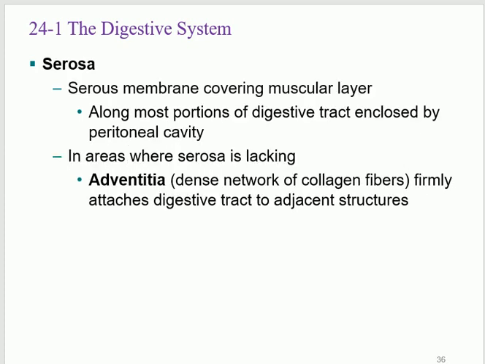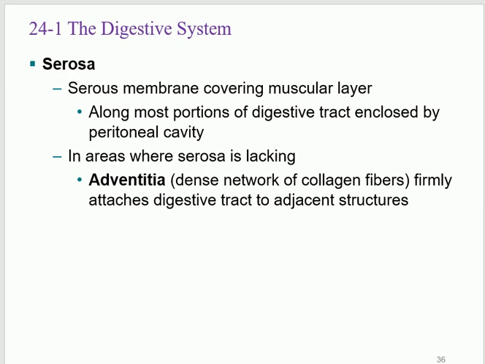The outer layer is called serosa. What's a serosa? It's a serous membrane, connective tissue, the outer cover. There is something called adventitia. I talked about it, and here it is again.